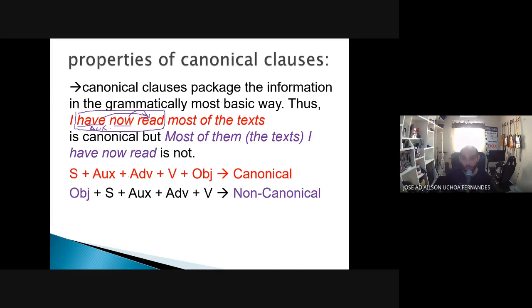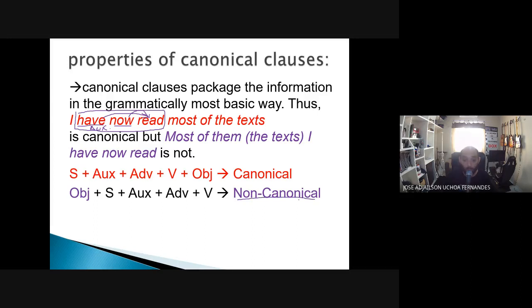So, the second case in purple, most of them, I mean, the texts, I have now read. In this case, I have a completely inverted order. I have the object starting the sentence, the clause, sorry. I have the subject after the object, the auxiliary verb, adverb, and verb at the end. So this is a non-canonical structure.